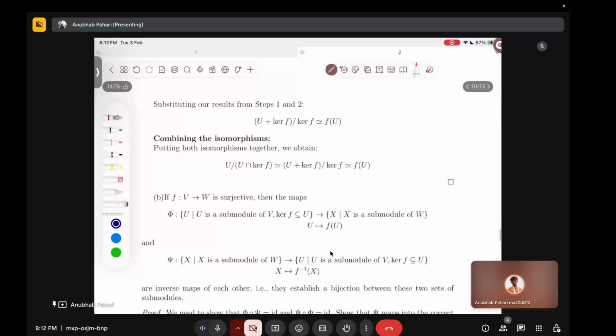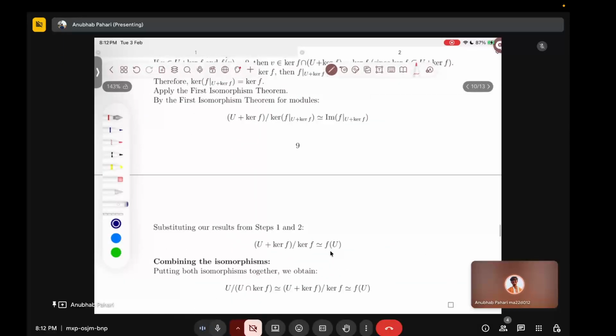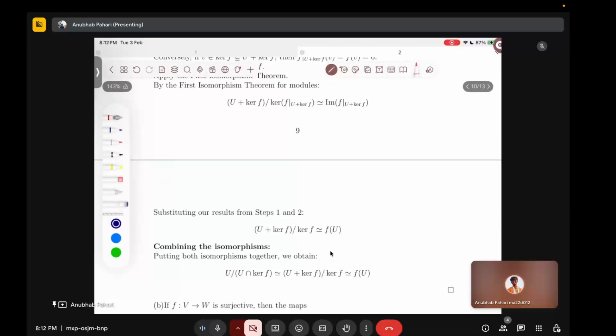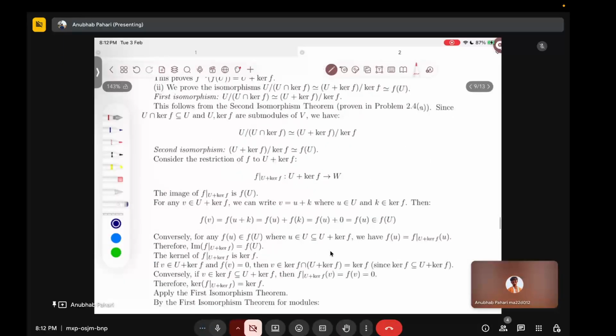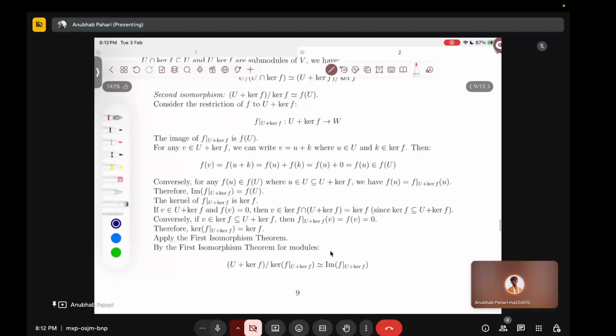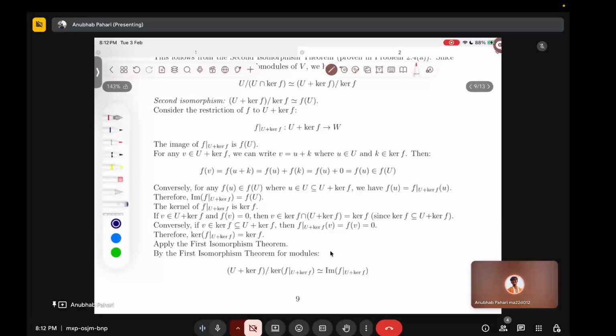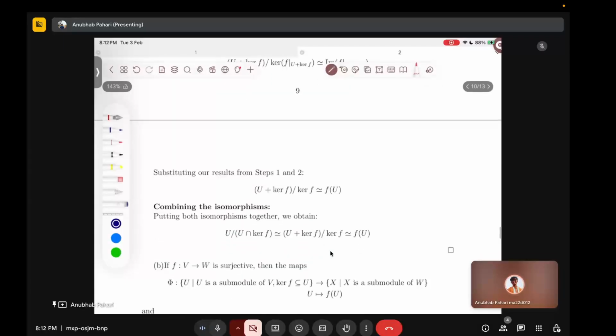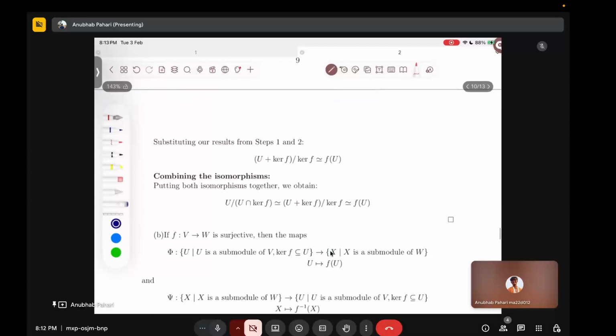Something like this happens when you understand up to this. Then you just substitute this: the image of f of U mod kernel of f is this f of U, so you put that here, and the kernel of f of U plus kernel of f, you have proved that here it is kernel of f, so therefore this is true.